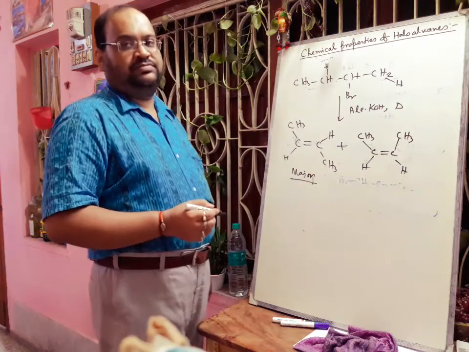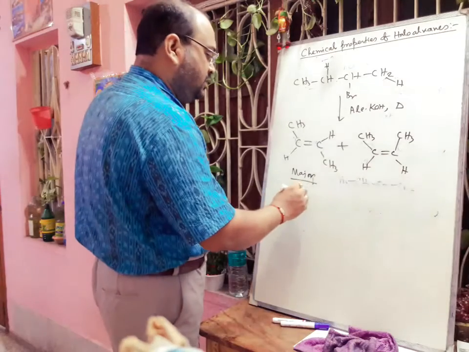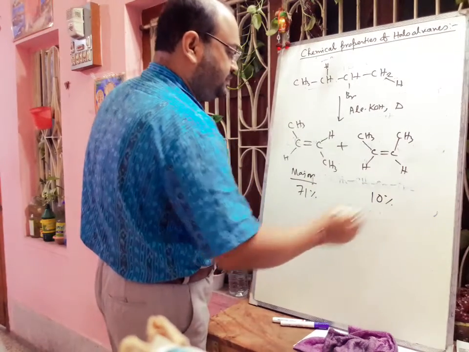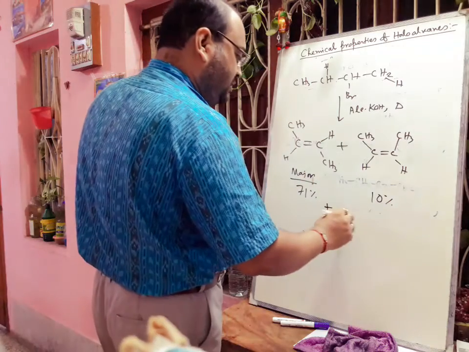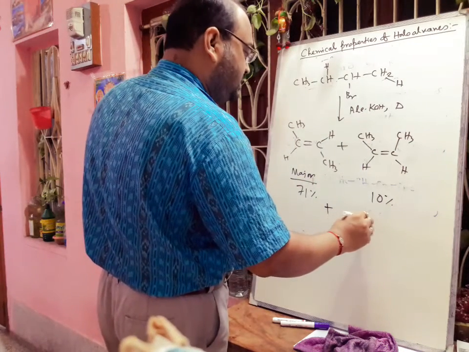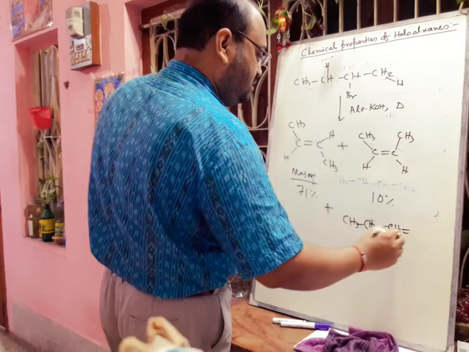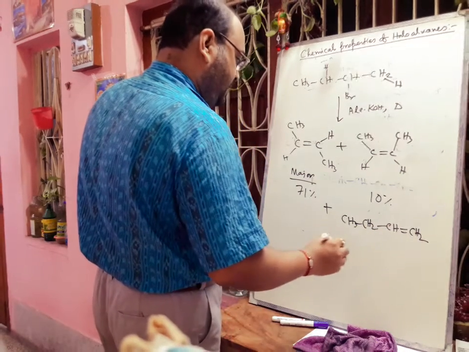This will be the minor. If I write their percentages, then you can understand that this will be 71%, this will be 10%, and the other, the less substituted alkene, CH3CH2CH=CH2, will be 19%.